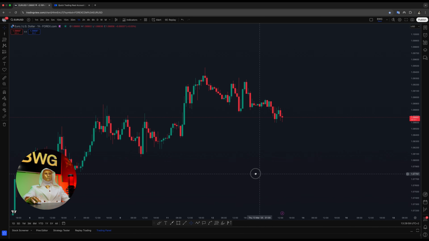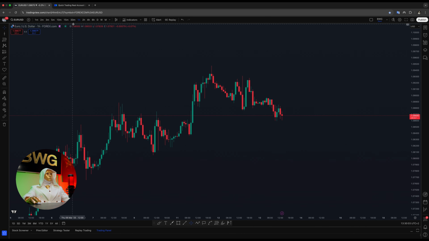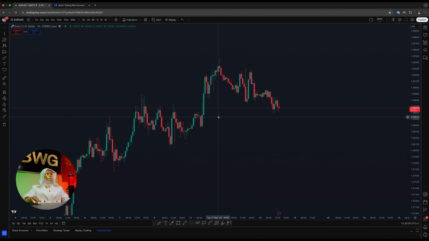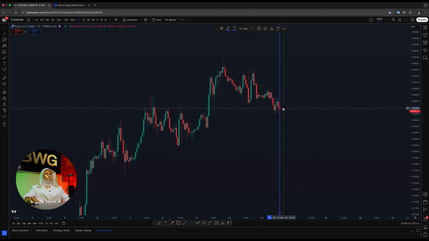For example, this will be the pair Euro USD. I have already switched to the hourly time frame and want to show you how this week is different from the previous one. Let's mark the limits of this week. Today is Thursday. The price is right here. It started on Monday. On Monday, we have an opening right here.